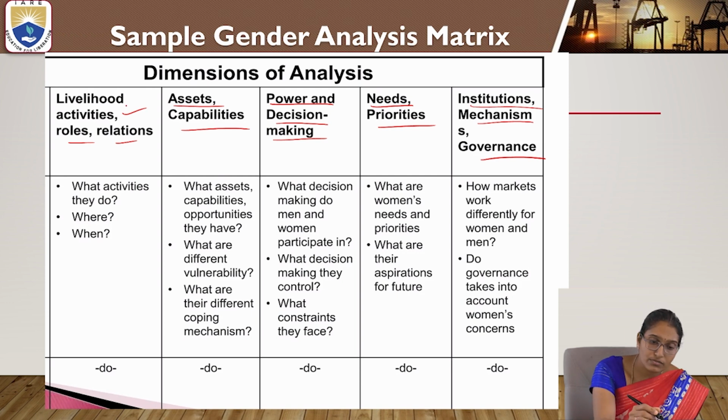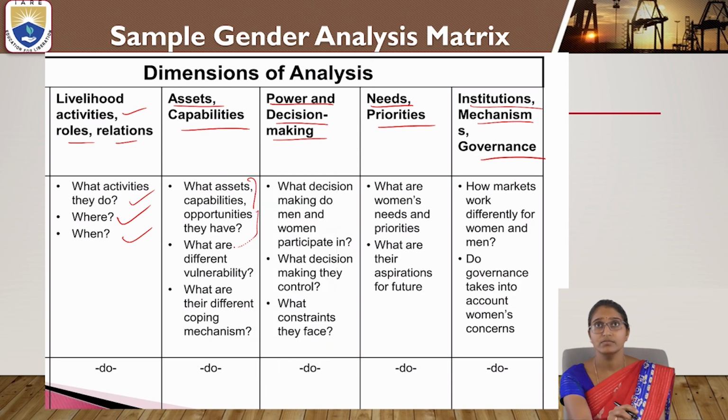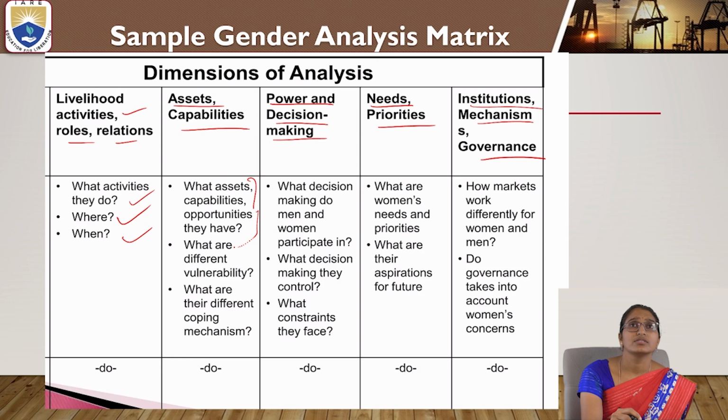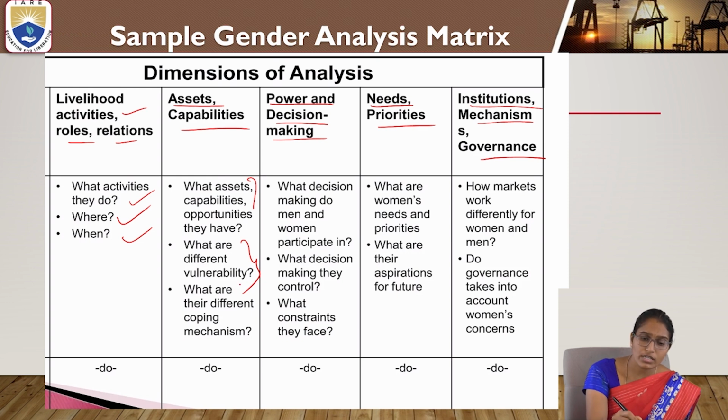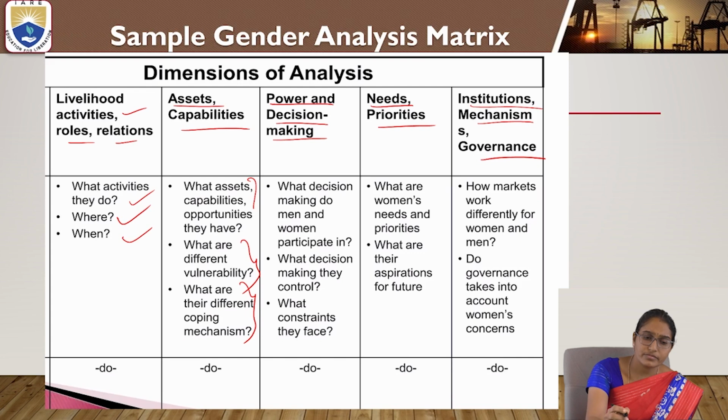For the livelihood, what activities they do to get the livelihood survival, where they do it, and when they do it. These are all the questions. Assets, capabilities: what assets, capabilities or opportunities do they have? First of all, you always have to get the what, why, and where. What assets and capabilities do they have, what are the different vulnerabilities, and what are their different coping mechanisms? This is what they get.